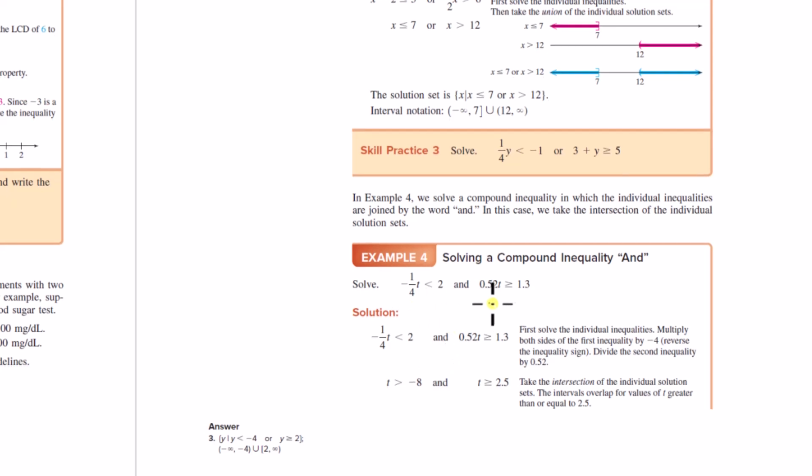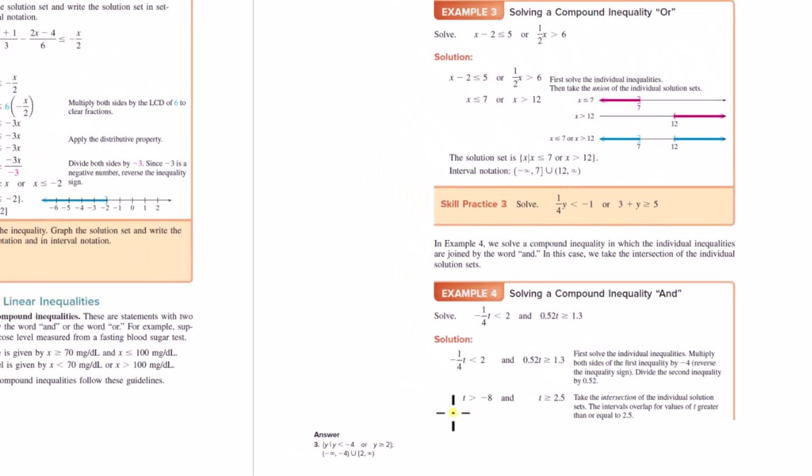All right, here's an and statement. They solve both. T is greater than minus 8 and T is greater than or equal to 2.5. So that's just T is greater than or equal to 2.5, because if T is greater than or equal to 2.5, it satisfies this and it satisfies this.